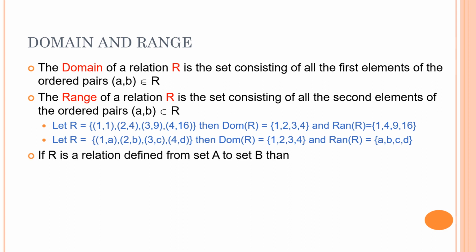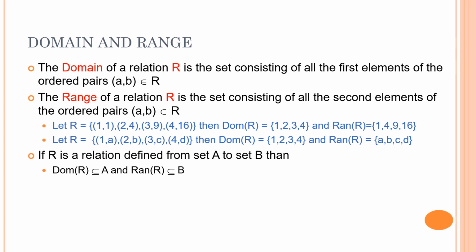If R is a relation defined from set A to set B, then the domain of R is a subset of A. Obviously, if R is a relation that is defined from set A to set B, that means all the first elements of the pairs are coming from A and all the second elements of the pairs are coming from B. So that means the domain will be a subset of A. It is not necessary that all the elements of set A are going to participate in the relation. And again, it is not necessary that all the elements of the set B are also going to participate in the relation.